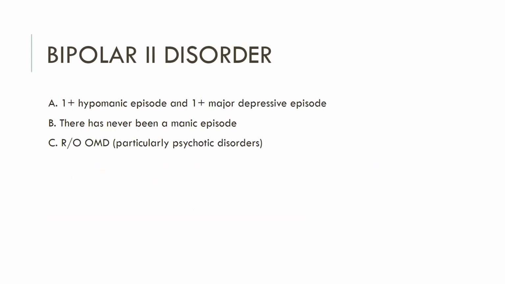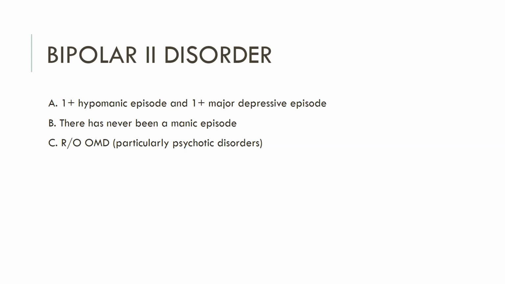Bipolar 2 is kind of a milder form of bipolar 1. Here we're looking for 1 hypomanic episode, 1 major depressive episode, and there has never been a history of mania. If the person develops mania down the line, the diagnosis would change to bipolar 1. So that's a pretty easy thing to remember, is mania basically equals bipolar 1 and bipolar 1 equals mania. So if you see mania, you know what your diagnosis is. You don't really need to go any further.